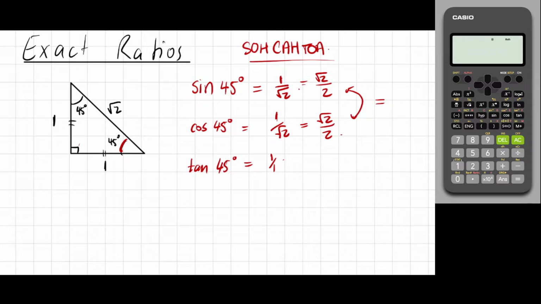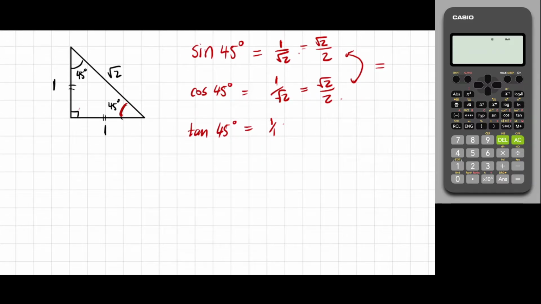If I was to ask, what's sine of 45 degrees equal to? Well, you should be able to say that's just equal to the square root of 2 on 2, or 1 over root 2. Okay? And these are called the exact values, or the exact ratios. These are numbers that you just have to remember, or you remember the triangle and you get them that way.